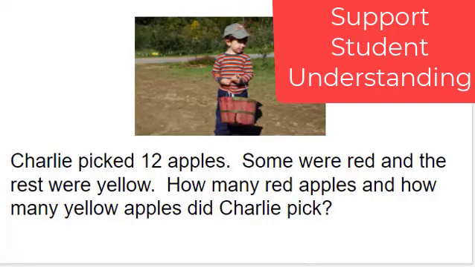Charlie has 12 apples. There is an unknown number of red apples and yellow apples. How many yellow apples and red apples are there? Okay. Hold on one second. I haven't asked you to solve yet, all right? We're just making sure you understand the problem. Taylor, before we go on, could you please tell us the problem in your own words? Tell us the problem, not the answer. Tell us about it.